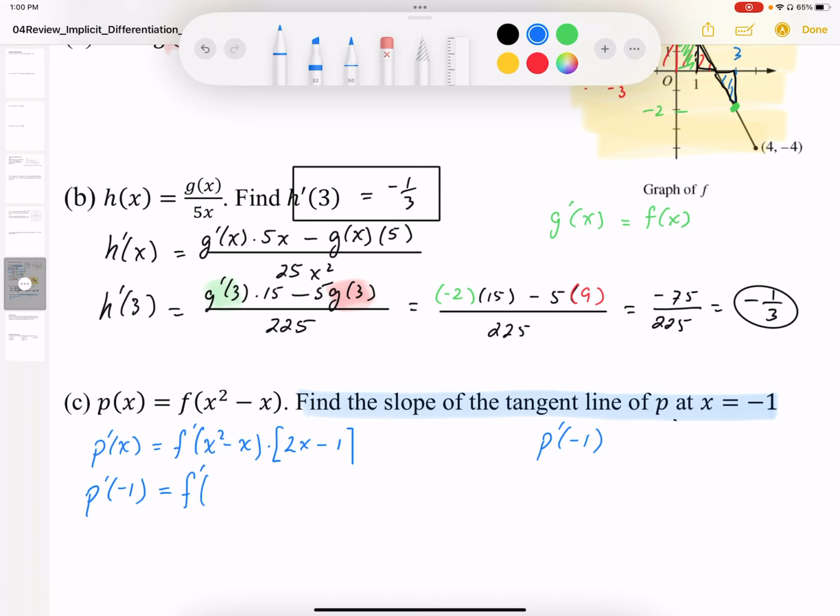So I get negative 1 squared minus x. Negative 1 squared is 1, minus negative 1 gives me an x value of 2. And then when I plug in negative 1 into the square brackets here, I get negative 2 minus 1, which works out to be negative 3. So what I need then is the derivative of f at 2.